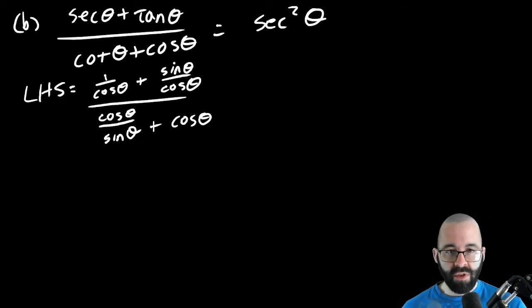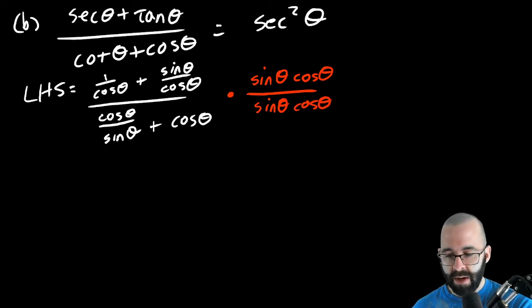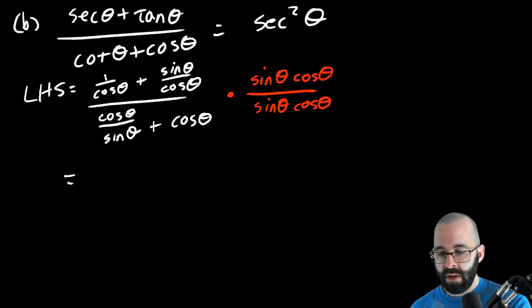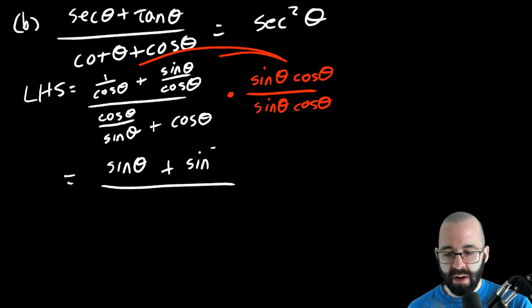So now we have complex fractions. We want to eliminate the complex fractions by multiplying by the LCD of all the little guys. That's going to be sine of theta times cosine of theta. Whatever we do to the top, we have to also do to the bottom. So I have to distribute. On the first one, the cosines are going to cancel. We're just left with the sine of theta. Second one, the cosines are going to cancel. We're left with the sine squared of theta.